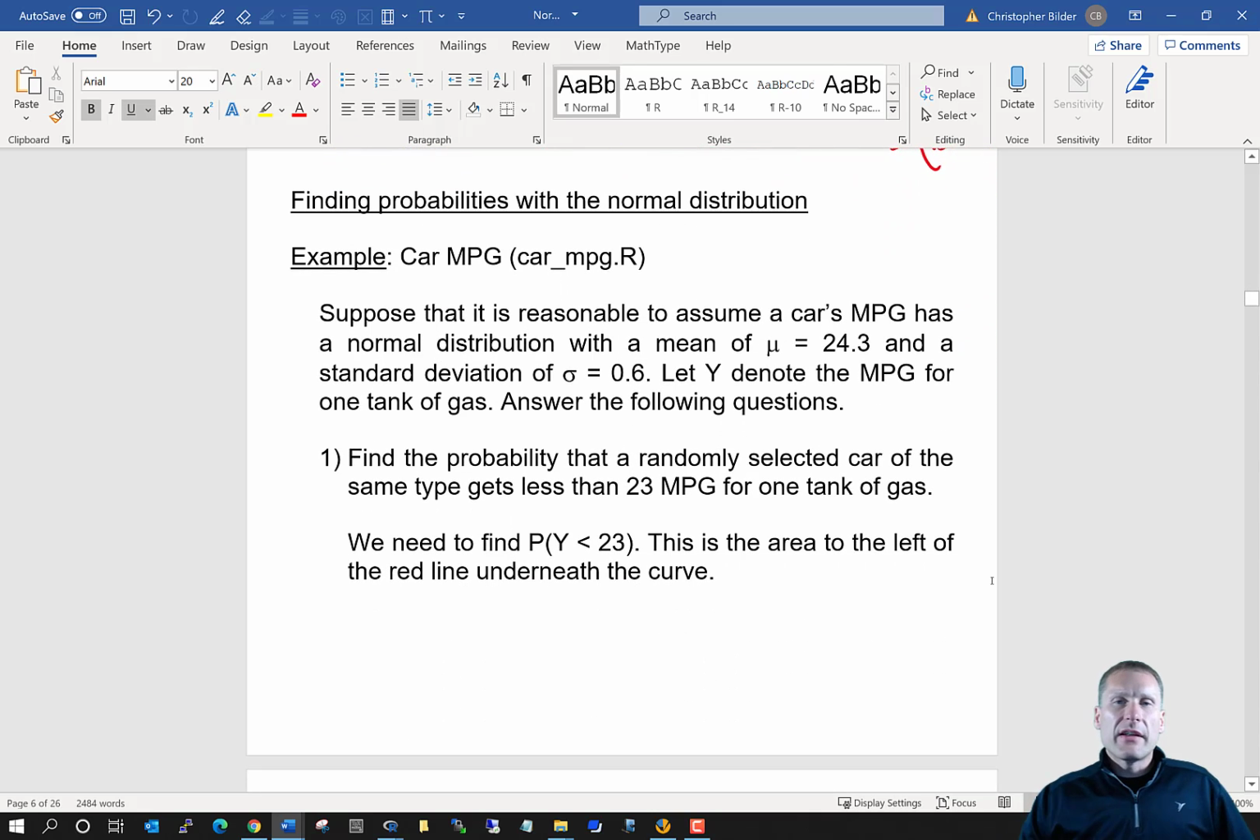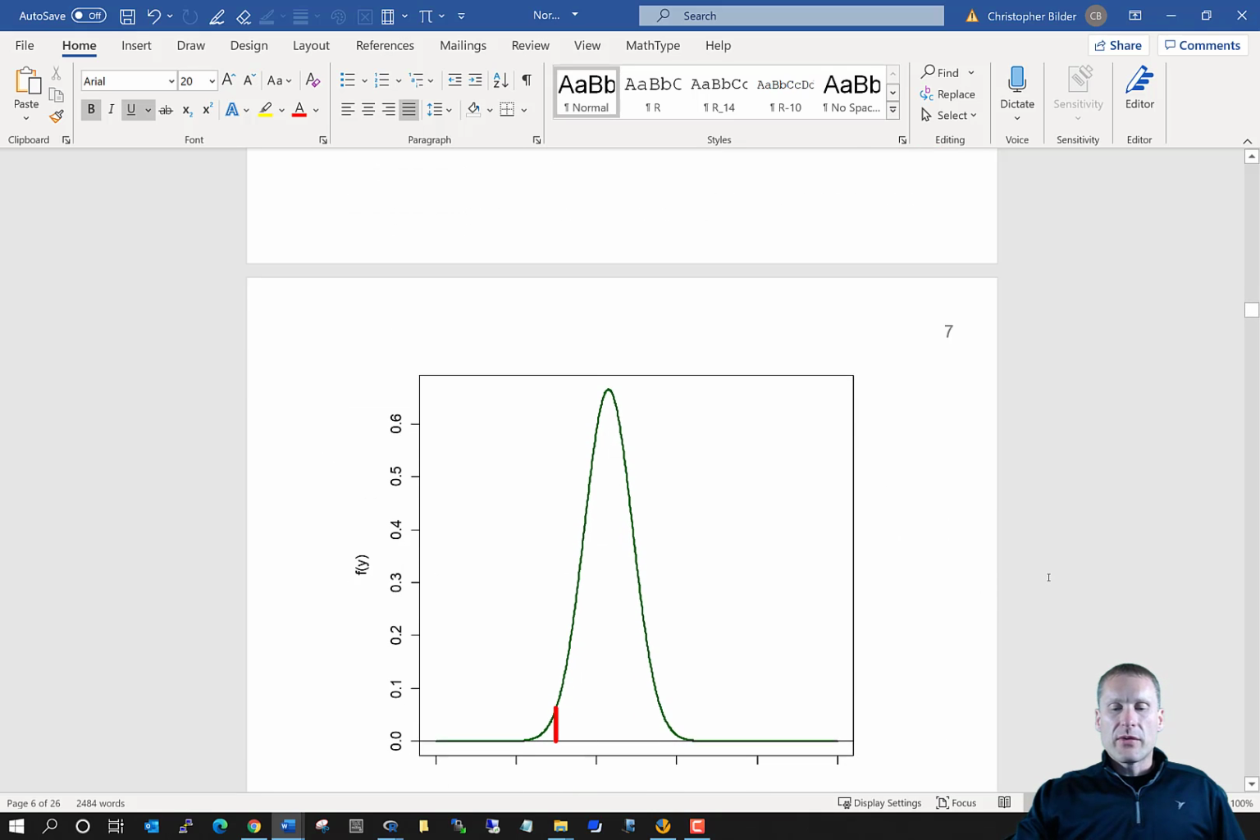Okay, so let's find some probabilities now with the normal probability distribution. We're going to go back to using a car miles per gallon example, where this time y is going to be a type of car's corresponding miles per gallon. We have a mean of 24.3 and a sigma equal to 0.6, like what we just saw a few pages in the past. Let's now find the probability that a car gets less than 23 miles per gallon. And so what does that look like? What are we trying to find?